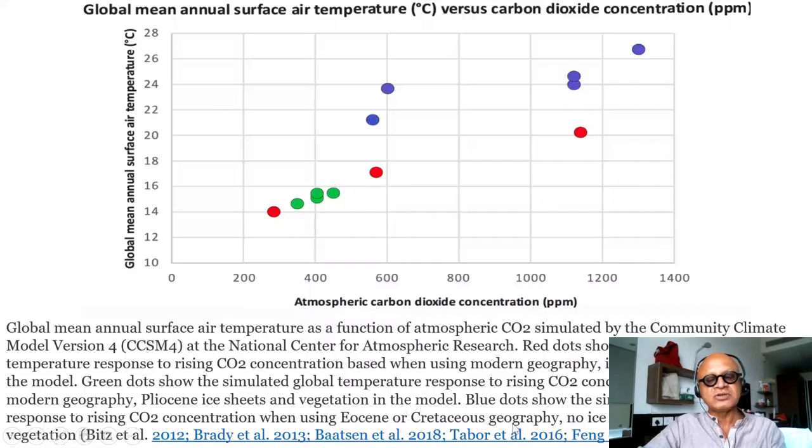No ice sheets, because it was the Cretaceous warm hothouse which had melted away. There were no glaciers on Antarctica, Greenland, no Arctic sea ice. Siberia was lush green forests, dinosaurs running around and so on. So that is up here with high CO2 concentrations and high temperatures.